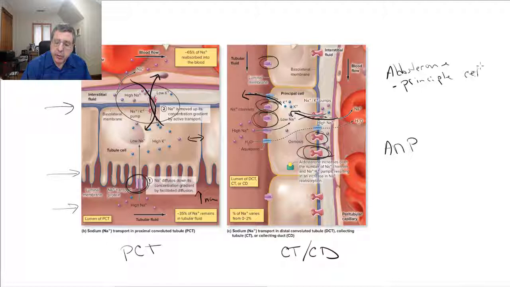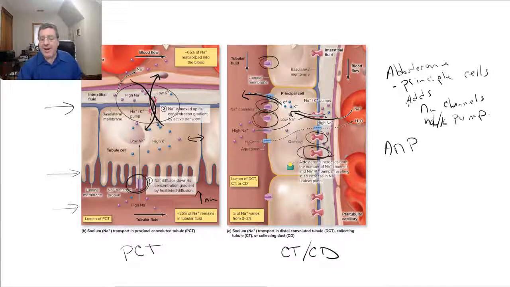Principal cells, I'll say, adds sodium channels and sodium potassium pumps. So it's adding those, okay, on those.